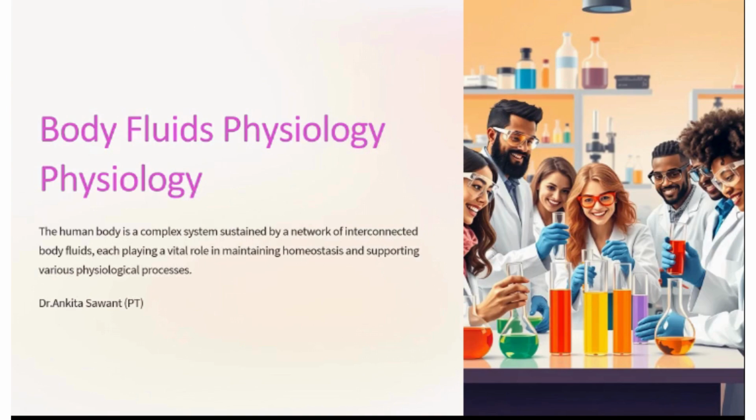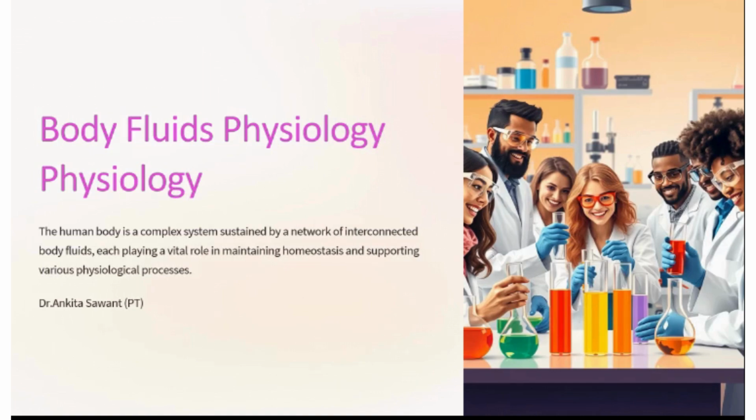I am Dr. Ankita Savan and today we are diving into the fascinating world of body fluids physiology. We'll break down how fluids are distributed in our body, what their functions are, how the balance is maintained. Let's jump right in. The human body is a complex system which is sustained by a network of interconnected body fluids, each playing a vital role in maintaining homeostasis and supporting the various physiological processes.